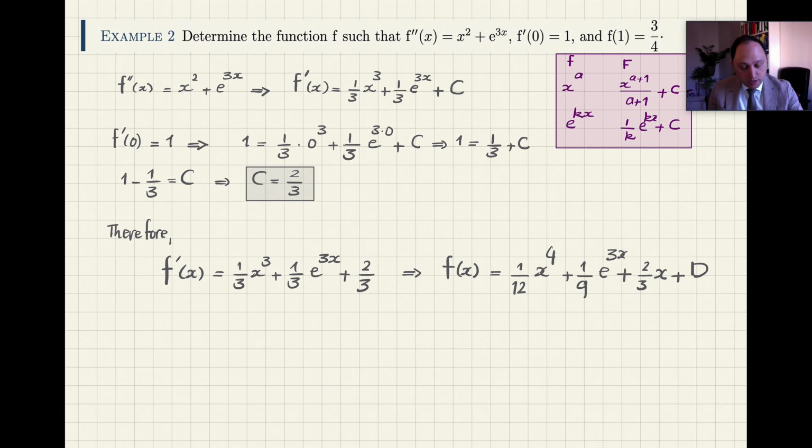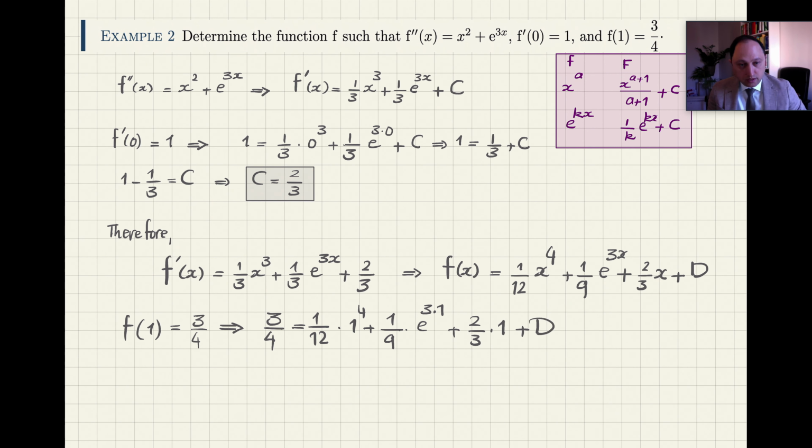So what does it mean? It means that if I go to my function and I replace x everywhere with 1, the answer is supposed to be 3/4, yes? So this means that f of 1 equals 3/4 gives me this. 3/4 is equal to 1/12, 1 to the 4, plus 1/9, e to the power of 3 times 1, plus 2/3 times 1, plus d. Then you see that everything is given except d. I should solve this equation and find d.